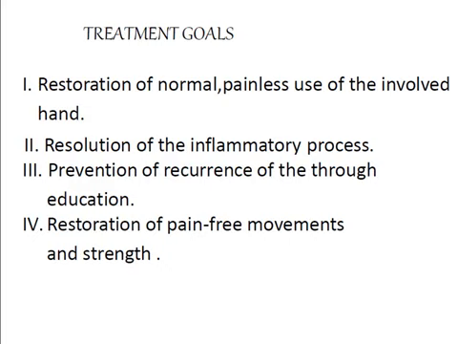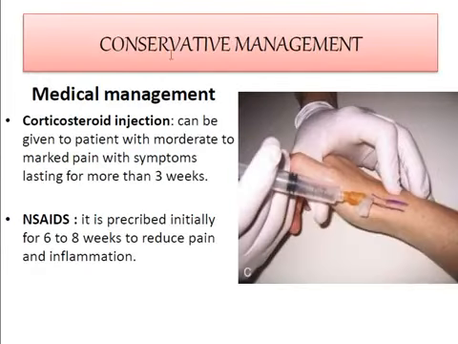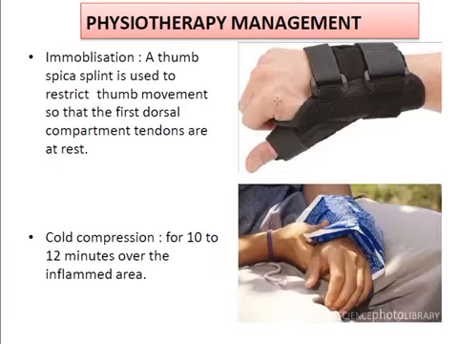Splinting with a thumb spica brace may offer patients temporary relief, but failure and recurrence are often high and compliance is very low. When we talk about non-surgical, so conservative managements, first we could say medical management with corticosteroid injections, which is given like this at an angle in the snuffbox. Then NSAIDs could be given. And if we talk about non-surgical treatment, the aim of non-surgical management is to reduce pain and swelling.